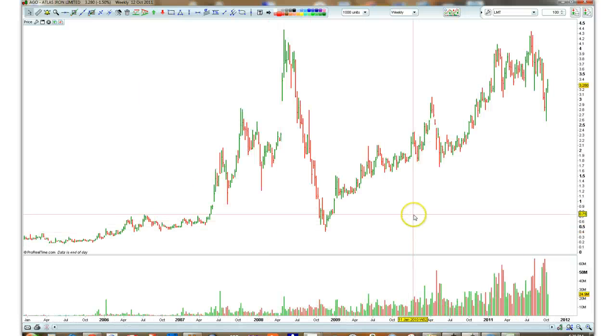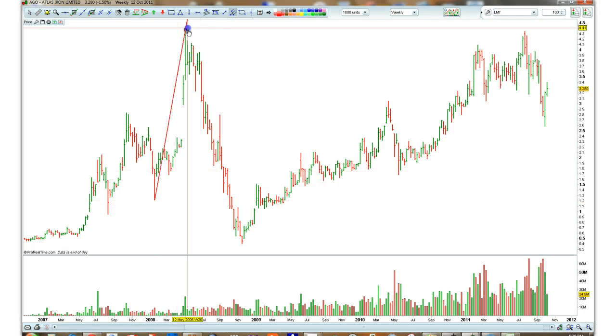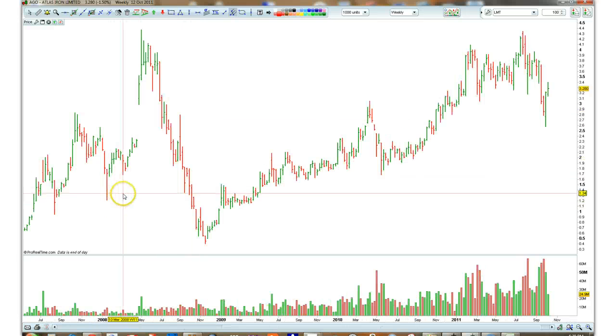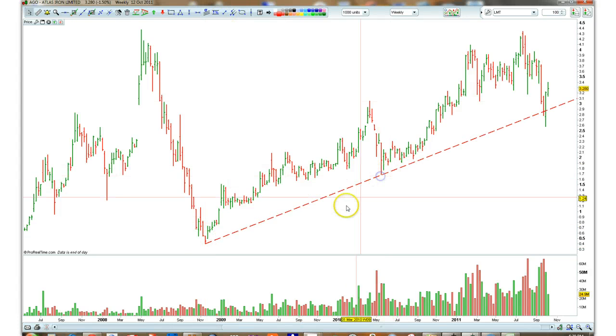Okay, this is AGO, and I'll just probably put a bit of a pitchfork on there. No, it doesn't work for us, but probably can put better still. We might put a bit of a channel. Let's connect those two lows there, and we've had a bit of a response to there.